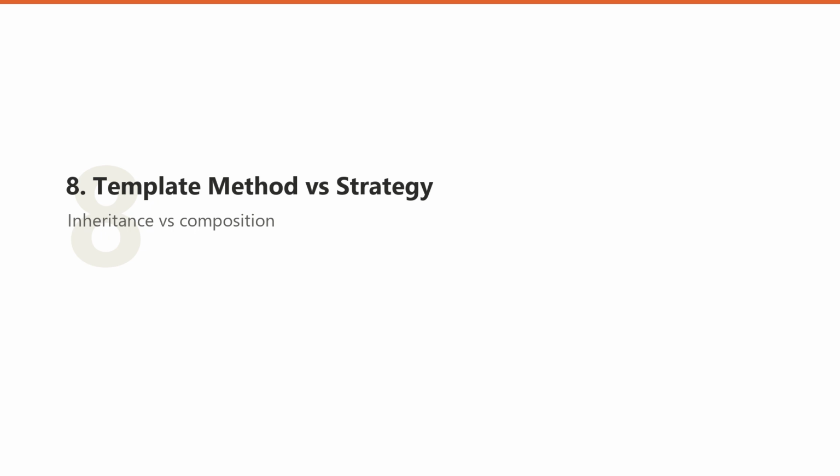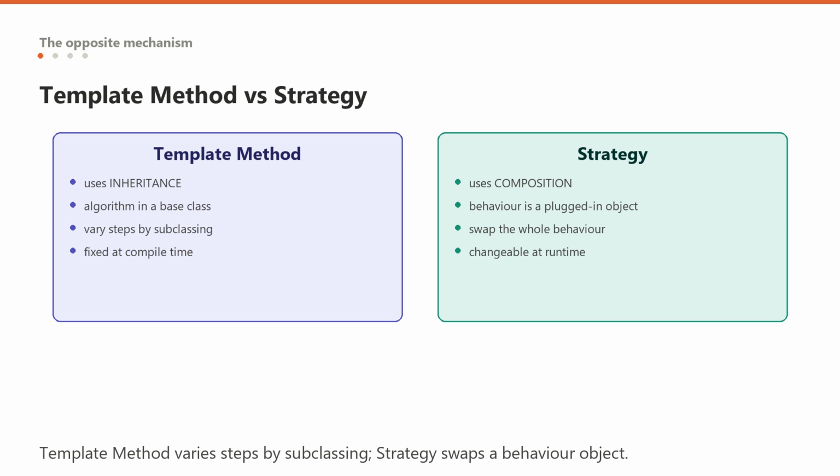Concept 8. A very common interview question: template method versus strategy. They both let you vary part of an algorithm, but the mechanism is opposite. Template method uses inheritance. The algorithm lives in a base class, and you vary steps by subclassing at compile time. Strategy uses composition. The algorithm, or part of it, is a separate object you plug in, and you can swap it at runtime.